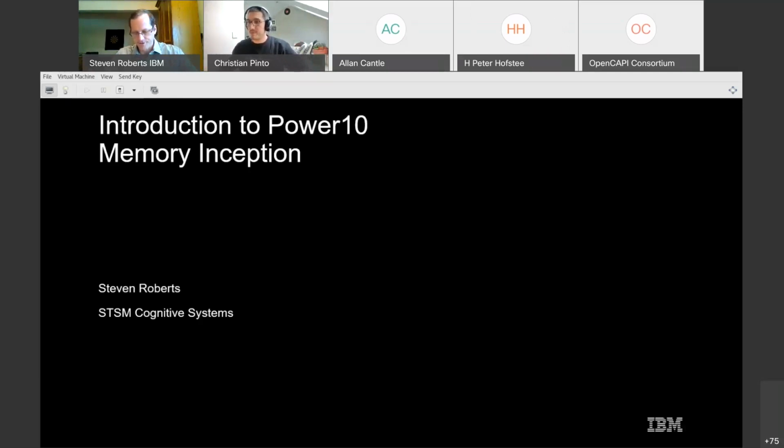I'm excited to share some insights on our new Power 10 feature, Memory Inception. This is built upon OpenCAPI, and it's meant to provide a streamlined CPU to CPU memory interface. This talk is a byproduct of the work that Christian Pinto and David Christensen and I are doing on the Mimesis Flow system in preparation for Power 10 systems. And my aim is really to inspire the Mimesis Flow community and the memory disaggregation community to start to think about how their endeavors can continue on Power 10 systems.